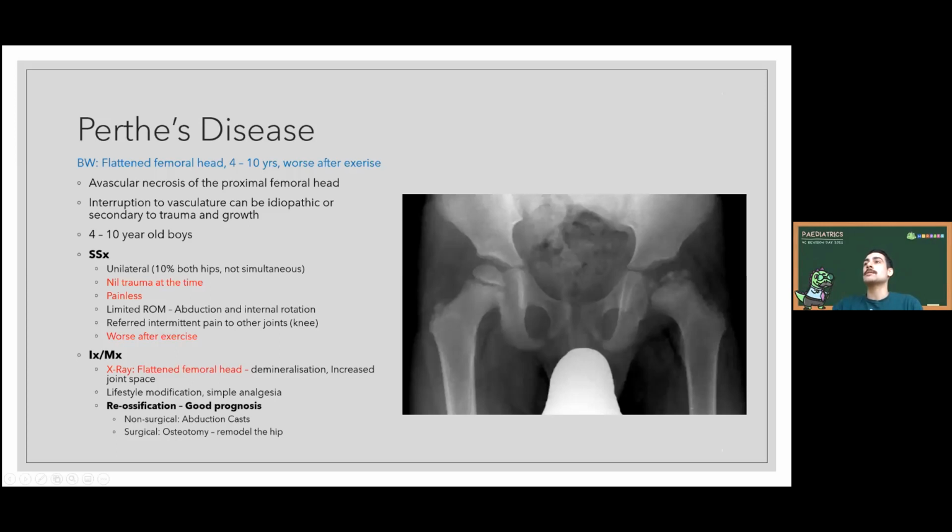And so it looks very flat, and you get this increased joint space. And it's usually worse after exercise, and you can get referred pain to other joints, so down to your knee, for instance, which was shown in that question. And there's actually good prognosis with Perthes disease. They usually get splints and casts to try and form the femoral head against the acetabulum, but might need an osteotomy to reform the hip.